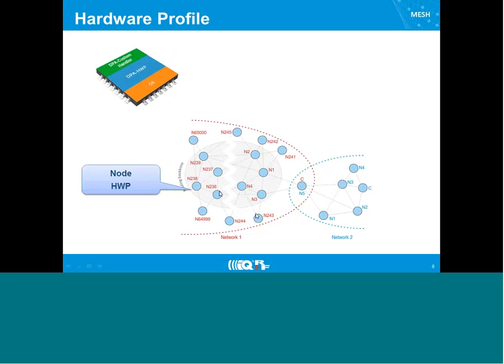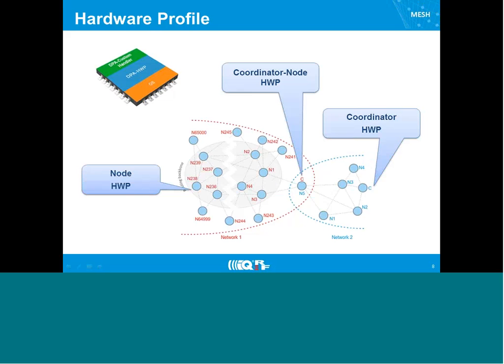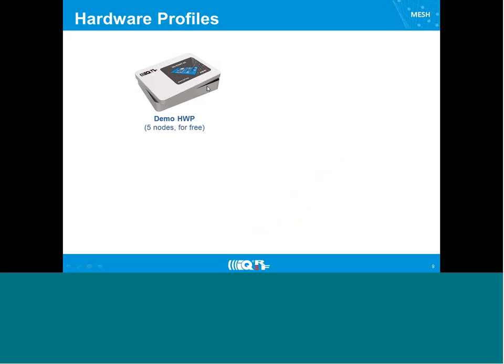Then we have different types of hardware profiles. You have a hardware profile for a node. That's the same thing as having a special application for the coordinator of the network and for the node. So you have a hardware profile for a node, you have a hardware profile for a coordinator, and then, as some of you are aware, you can have a coordinator or node in one network which is simultaneously a coordinator for a second network. So then you have a third type of hardware profile which behaves as a node and as a coordinator simultaneously. And all of those hardware profiles you can download directly from our website.